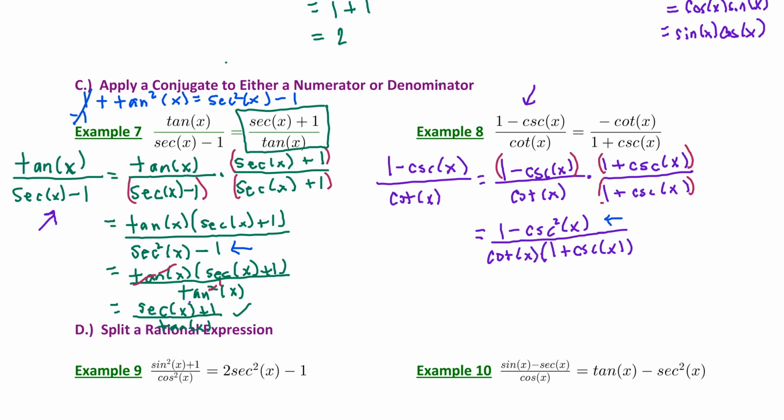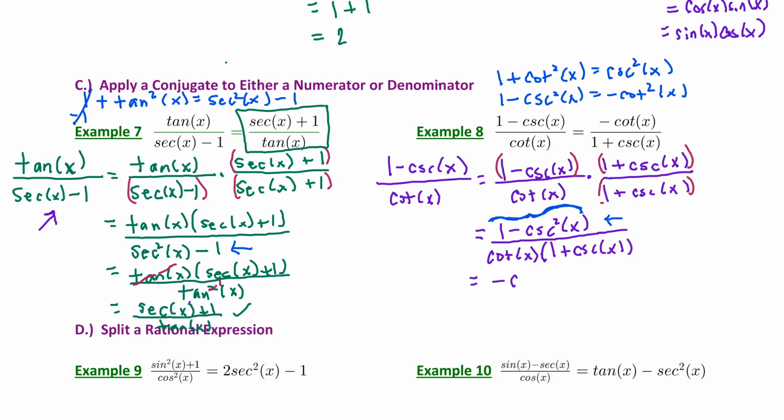Notice in the numerator, we have something that looks like a Pythagorean identity. Recall that 1 plus cotangent squared of x is equal to cosecant squared of x. So in order to replace the expression in the numerator with something equivalent, we're going to need to subtract cosecant squared of x from both sides and cotangent squared of x from both sides. Now we can see negative cotangent squared of x will replace this expression here. This is going to give us negative cotangent squared of x divided by cotangent of x times 1 plus cosecant of x.